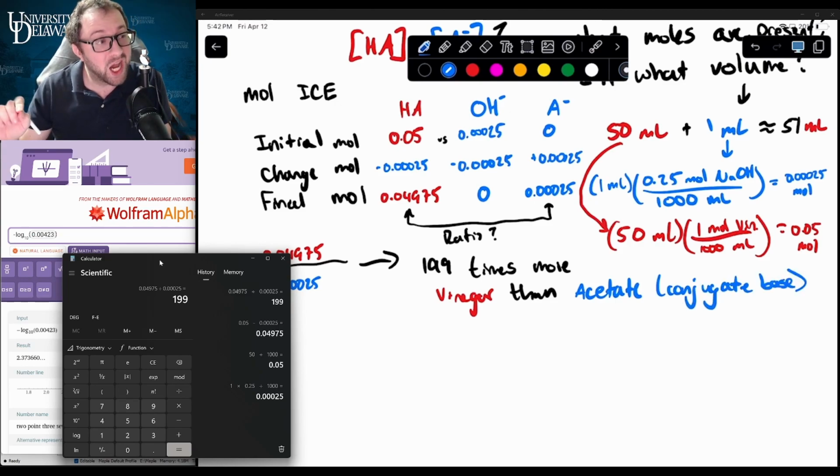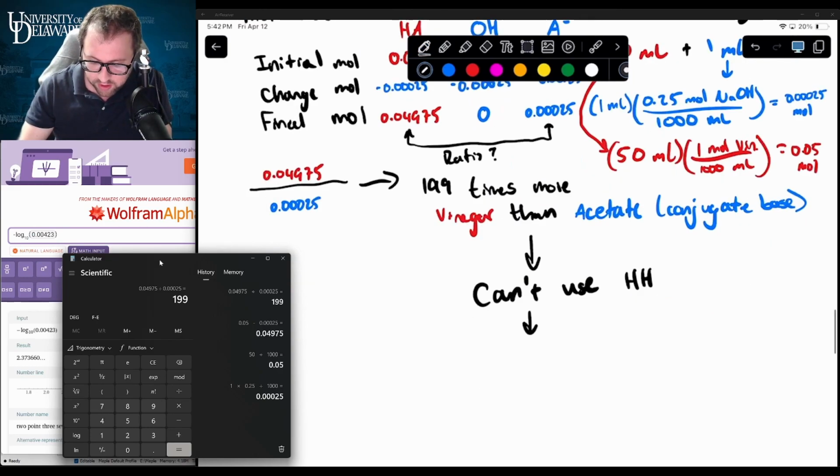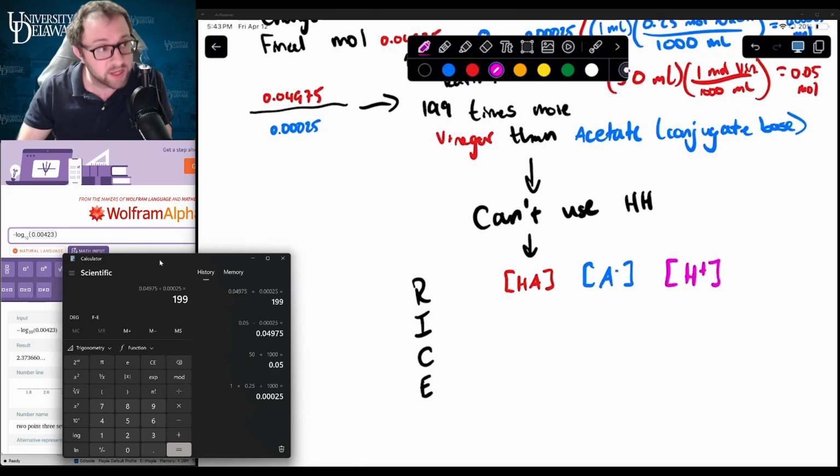If we have 199 times more vinegar than conjugate base, we're not in that 10x range. 199 is more than 10, so we can't use HH here, and we'd go on to a rice table. We do want to be careful here. We have our concentration of HA, our concentration of A minus, and our concentration of H plus.